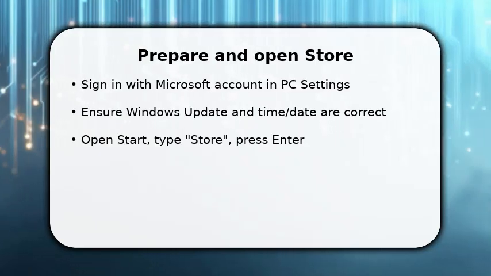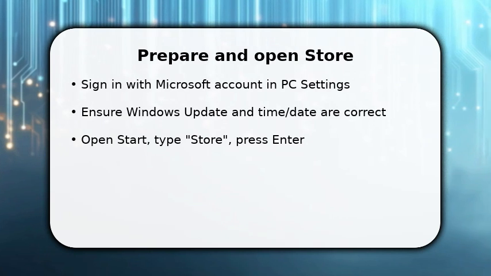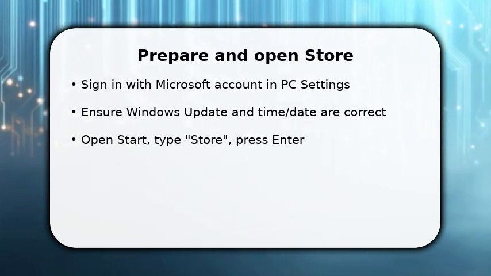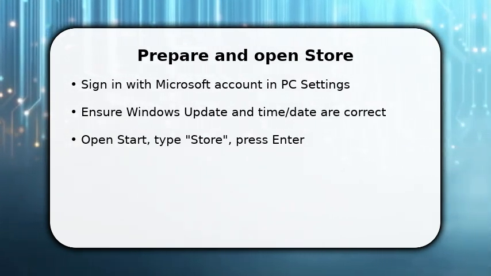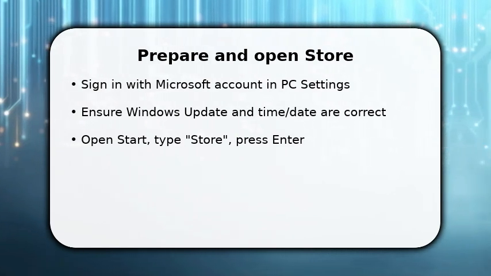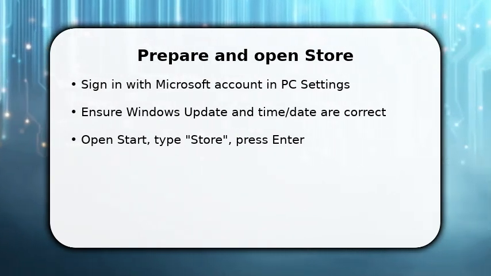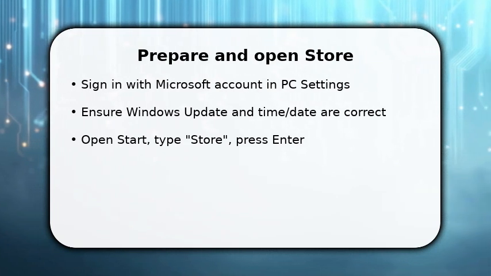You start by confirming the essentials. Sign into Windows with your Microsoft account so purchases and app sync work. Once done, make sure Windows Update and the system clock are accurate because Store checks certificates and versions.